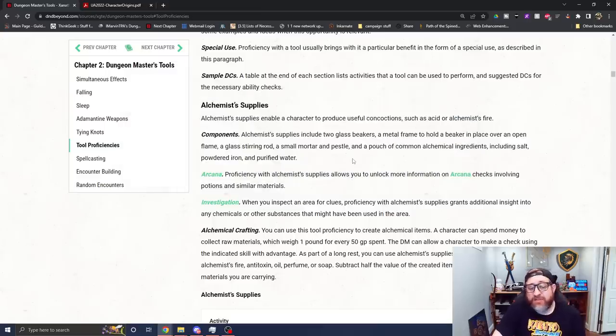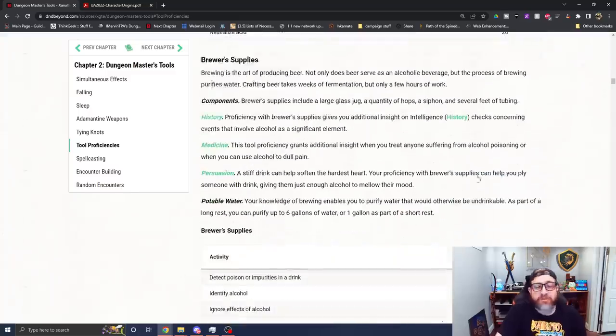Investigation. When you inspect an area for clues, proficiency with alchemist supplies grants additional insight into any chemicals or substances that might have been used in the area. This is the list that I need printed. This is what we need on a DM screen, is this information. Let's keep looking. Brewer supplies.